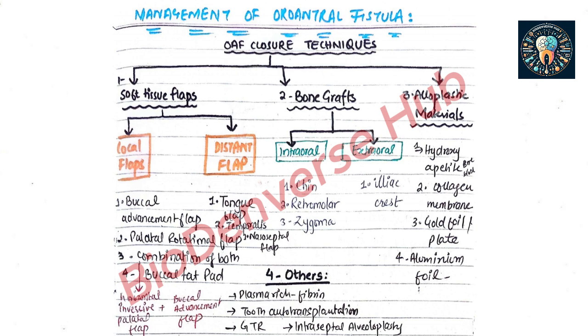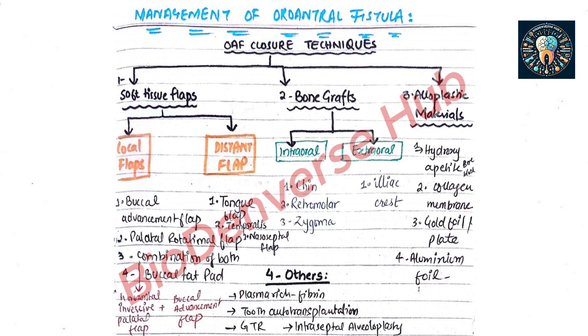Now we will be discussing the management of oroantral fistula. As the fistula is a very large opening, it could be closed with flaps. The only option is to close the opening with flaps, or with bone grafts, or with alloplastic material. So first let us discuss the soft tissue flaps.